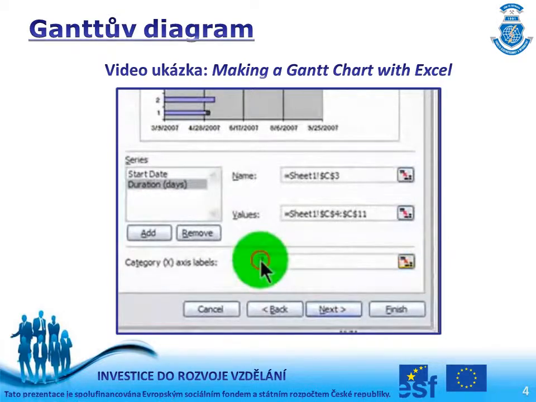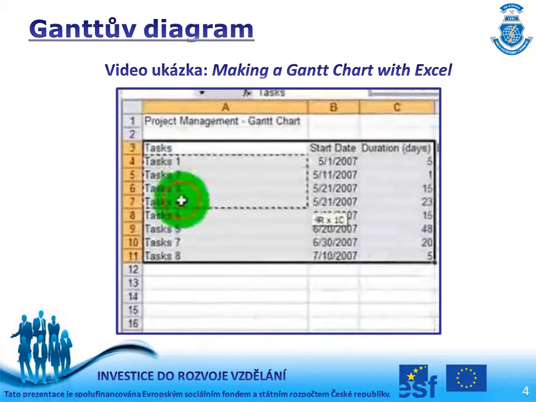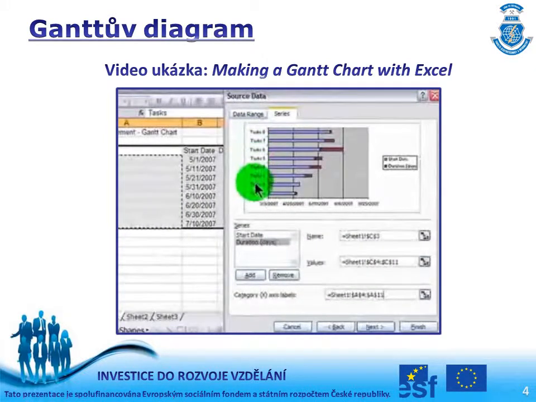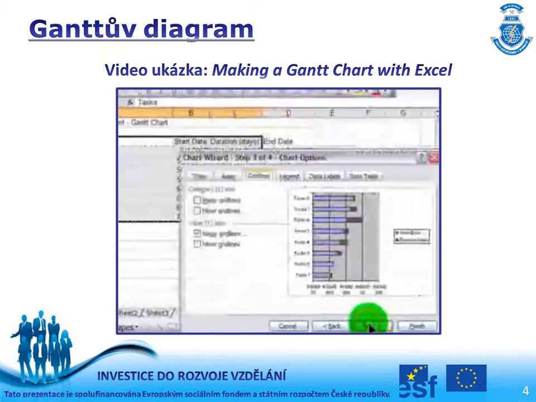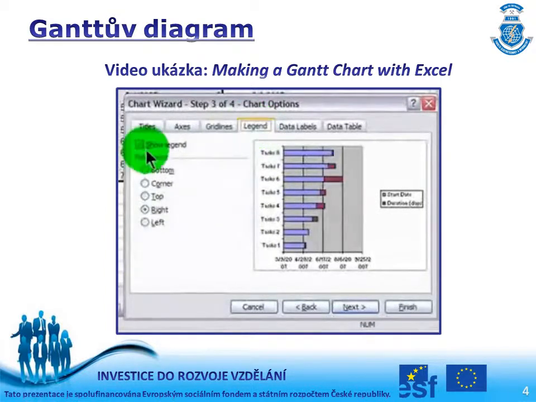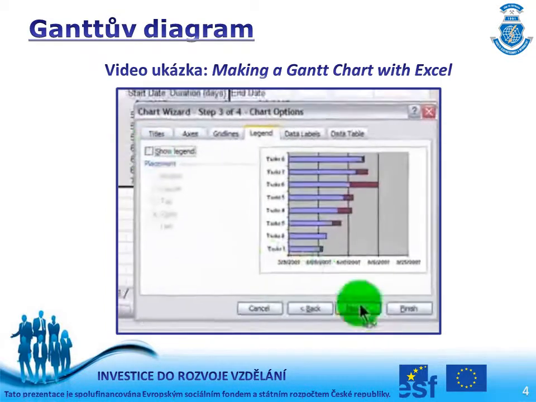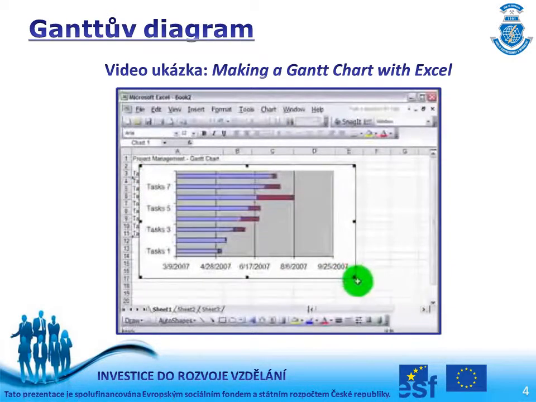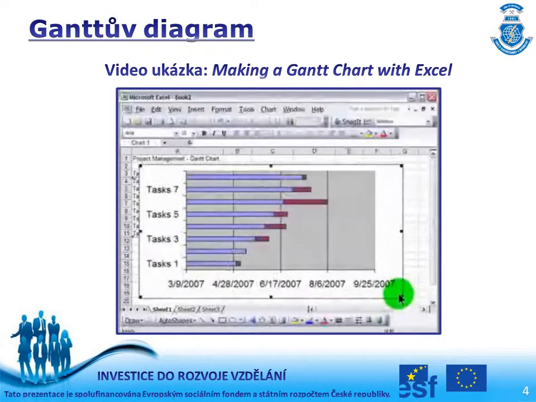My category x-axis labels will be the task names. So now I have task 8, 7, 6, 5, 4, 3, 1. We'll reverse those in a little bit. Next. And the only thing I'll change here in step 3 is the legend. I will get rid of the legend and then finish. So I now have the beginnings of a Gantt chart.